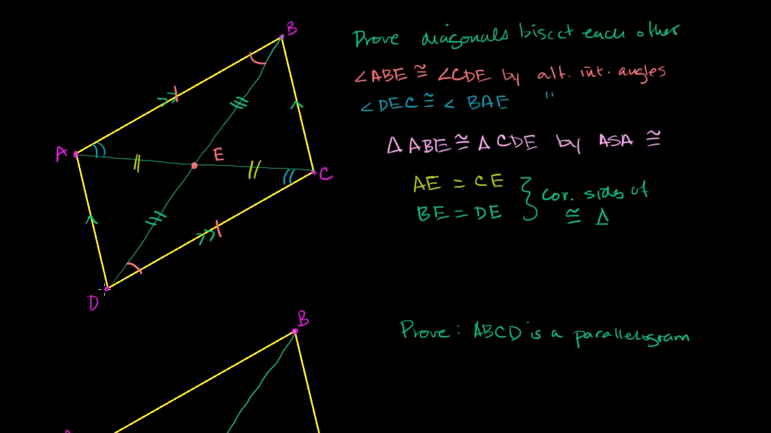We've shown that, look, diagonal DB is splitting AC into two segments of equal length, and vice versa. AC is splitting DB into two segments of equal length. So they are bisecting each other.